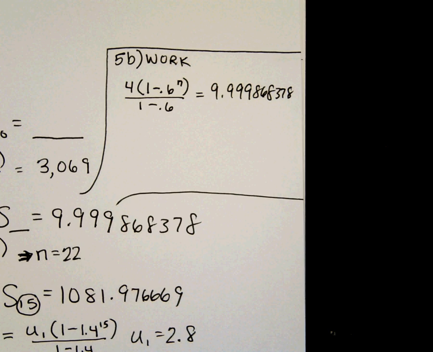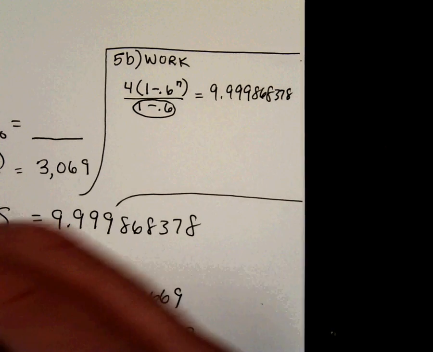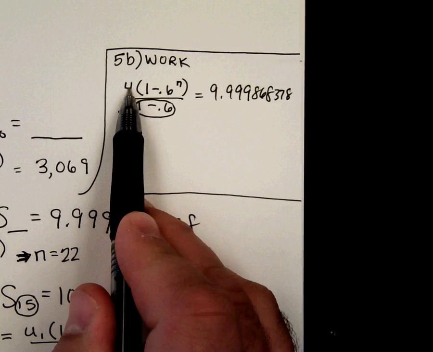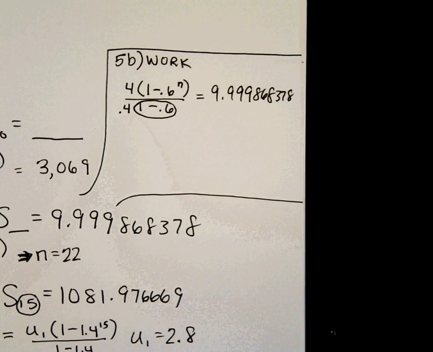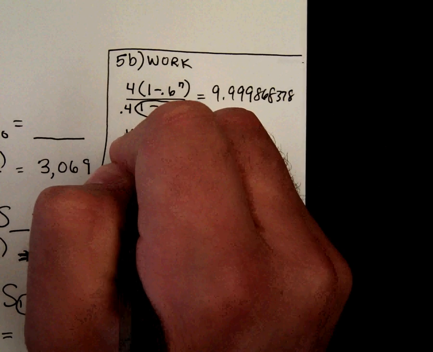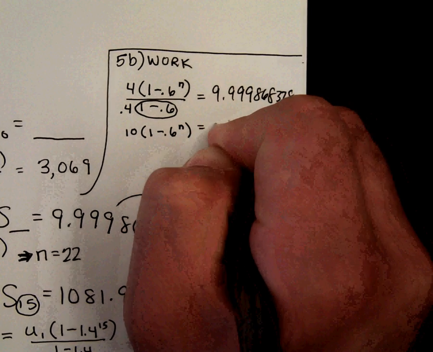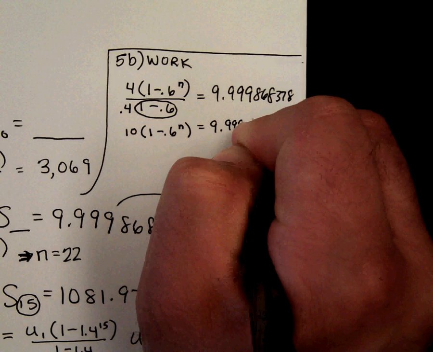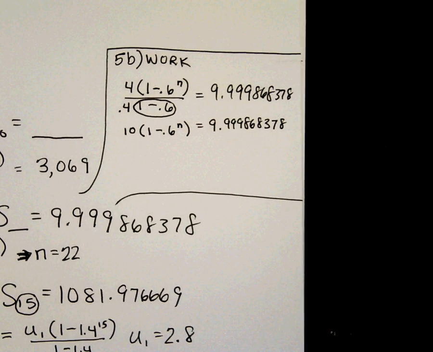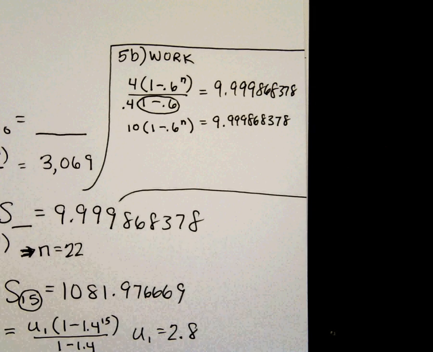Let's see how. What is 1 minus 0.6? 0.4, right? What is 4 divided by 0.4? 10. So on this side we have 10 times 1 minus 0.6 to the n equals 9.99986837 8. See that 10? How do you get rid of it? We're going to divide both sides by 10.